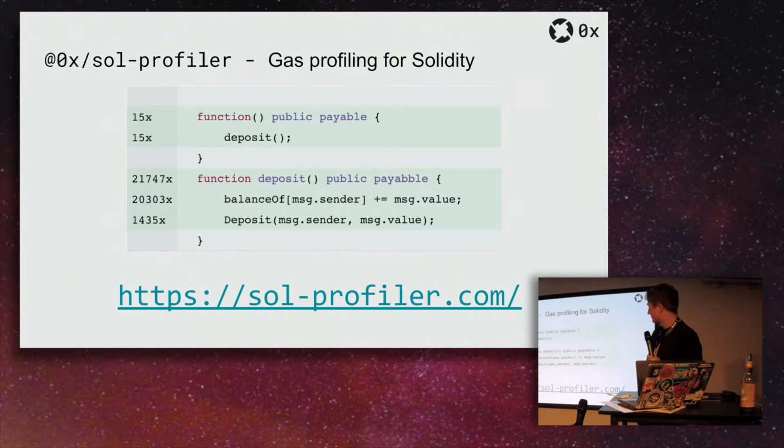So Solidity Profiler shows you how much gas each line consumed. Here, for example, we see the example of the deposit contract. I think that's the Ethereum contract. And the line with the balance of consumes a little bit over 20,000 gas because that's a storage write, and storage writes are expensive on Ethereum because every node stores that data.